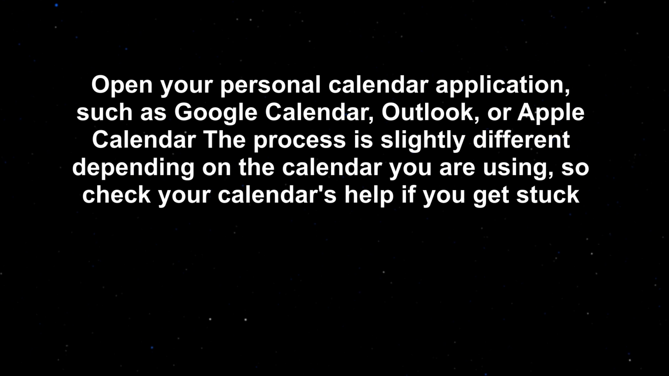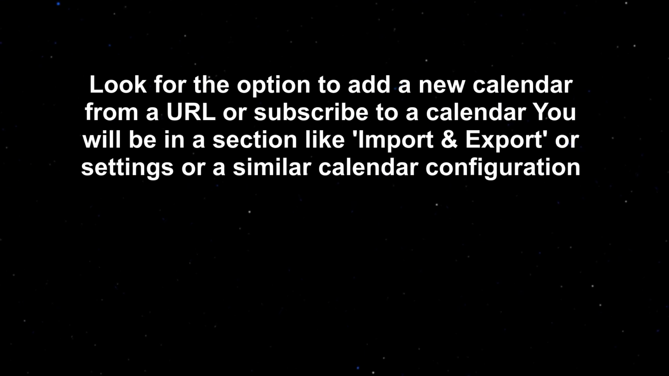Now, let's switch to your personal calendar. Open your personal calendar application, such as Google Calendar, Outlook, or Apple Calendar. The process is slightly different depending on the calendar you are using, so check your calendar's help if you get stuck. Look for the option to add a new calendar from a URL or subscribe to a calendar. You will be in a section like Import and Export or Settings or a similar calendar configuration.